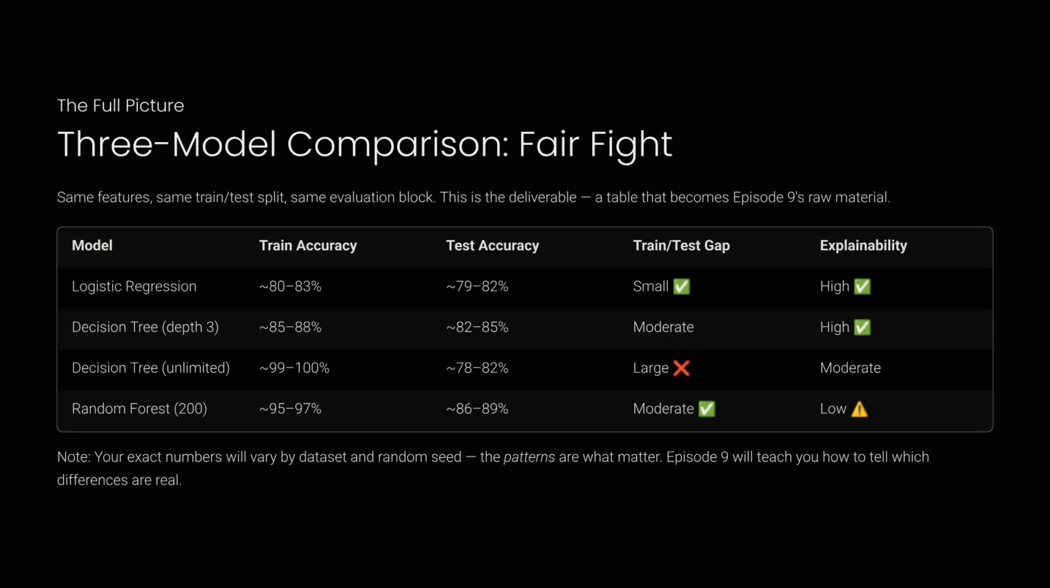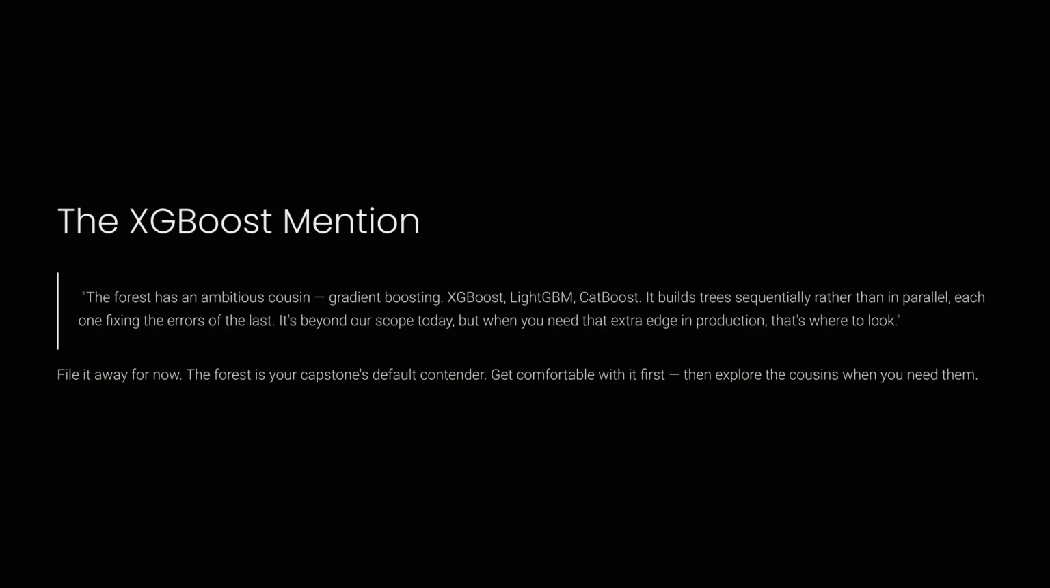Ultimately, we compare our models fairly using the same data. The random forest usually hits that sweet spot of high accuracy and reasonable generalizability, providing the strong baseline performance we need for our churn pipeline. You might hear about XGBoost or other boosting models. They are cousins to the forest that build trees sequentially to fix errors. While powerful, they are beyond our current scope. Master the random forest first.